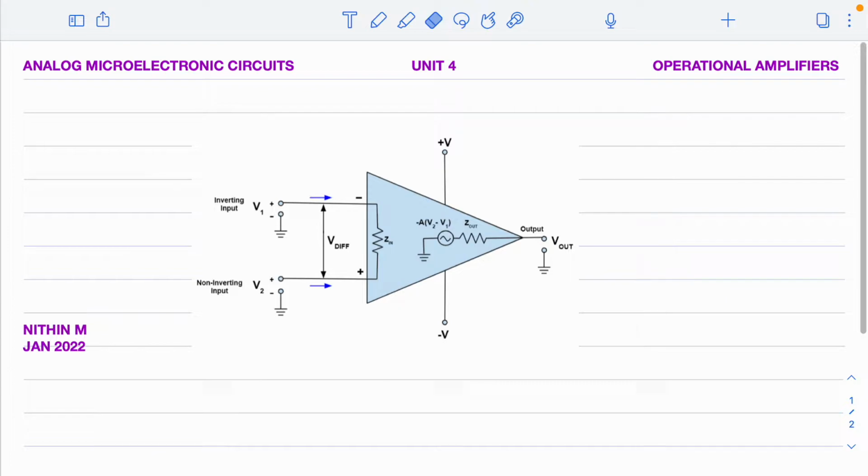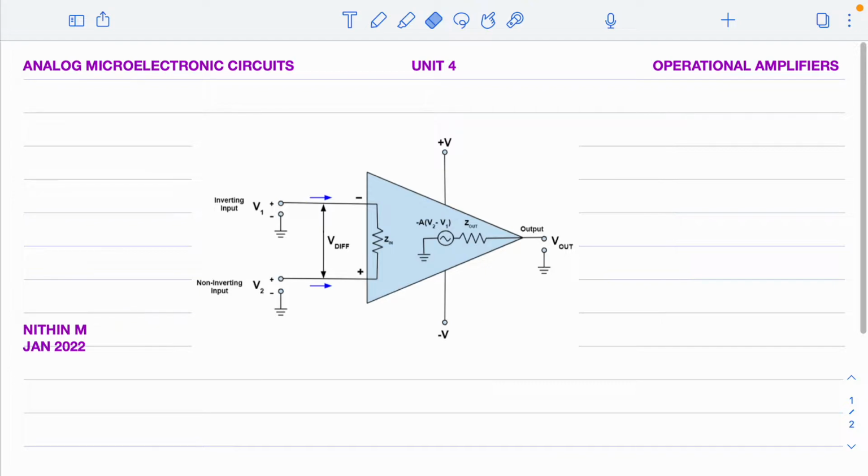So the whole idea of this unit 4 is to understand the op-amp at block level. We will not go into the circuit level details of what the internal circuitry of the op-amp will be. We will not see that. Rather, we will look more at a block level and see various applications of op-amp.